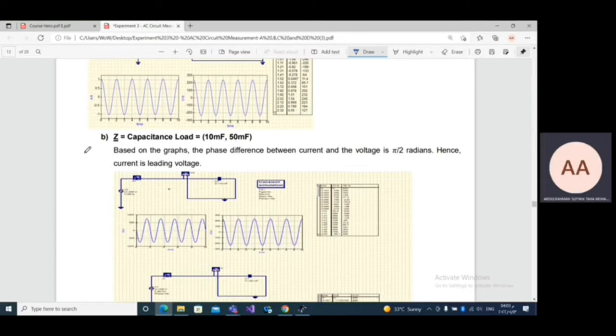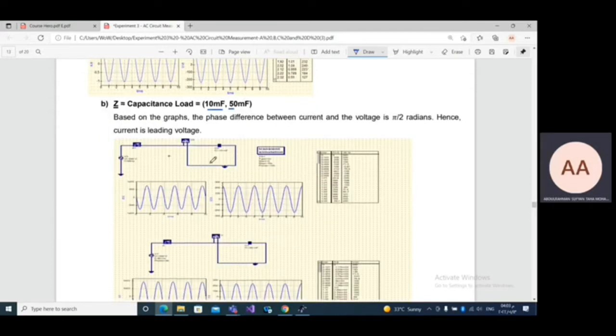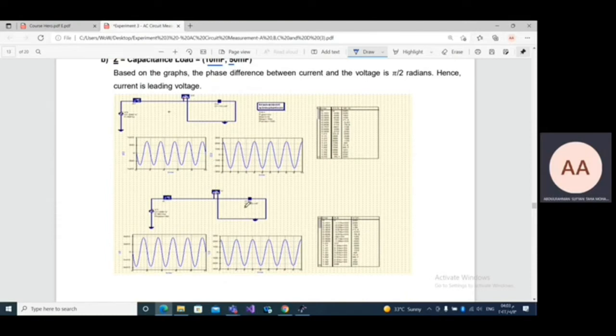Moving to part B, the Z load is a capacitive load with 10 millifarad and 50 millifarad. This is for the 10 millifarad and this for the 50 millifarad. Because the capacitor stores energy, it can increase the apparent voltage in the same circuit. So the capacitive reactance XC decreases, which leads to an increase of the current in the circuit.